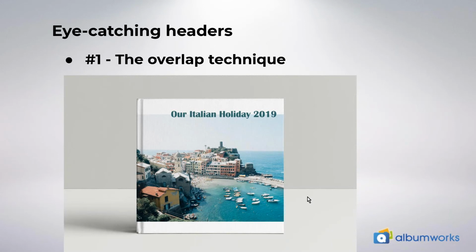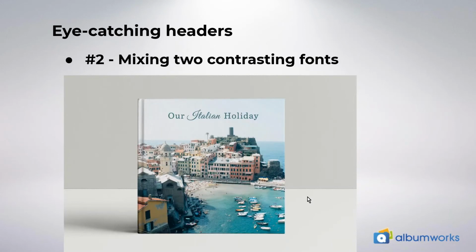The next example is mixing two contrasting fonts. This is another fairly easy technique and it's best achieved by using two very different fonts. So here I've used a classic font with a handwriting style font in the middle. But you also might want to use a bold font with a thin font in the middle perhaps, or vice versa. If you play around with it, you can see what effect you can come up with and what you like.